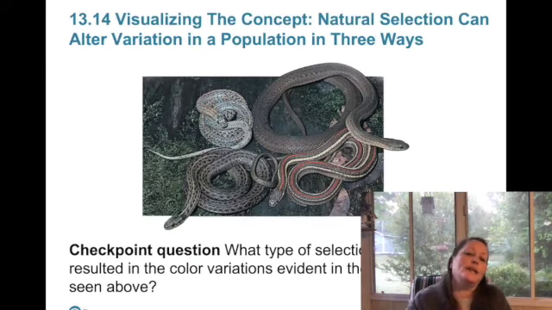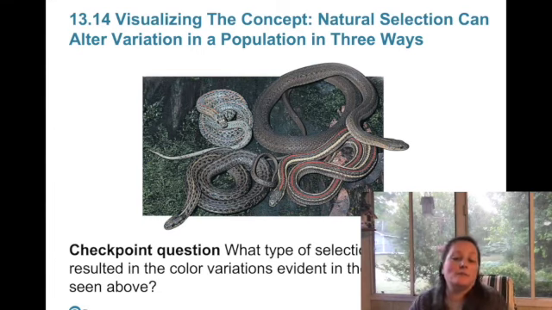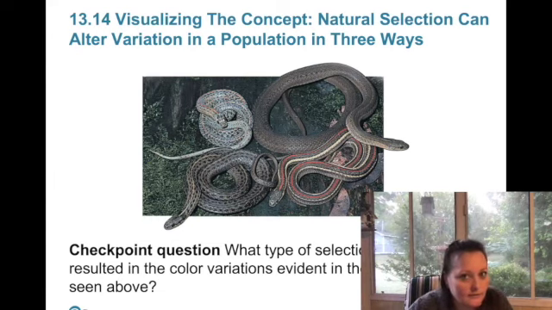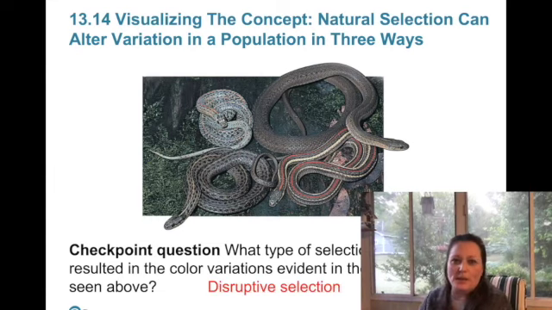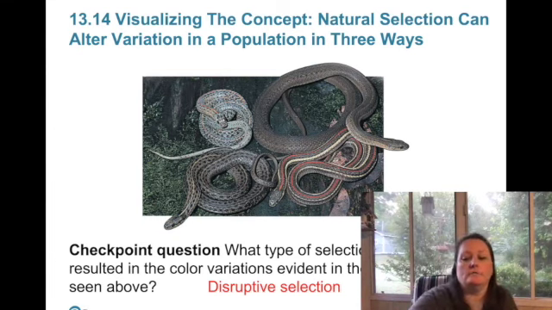All right, so what type of selection probably resulted in the color variations evident in the garter snake seen above? All of these snakes in this image are all the same type of snake, but clearly when you look at them phenotypically, they are different. So what type of selection was this? Go ahead, guess. Did you guess? Bam. Disruptive. Because they're still pretty much the same. However, something happened where each of these were what resulted.